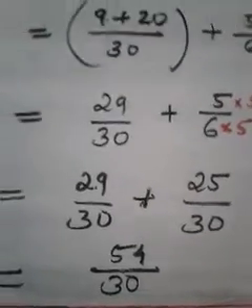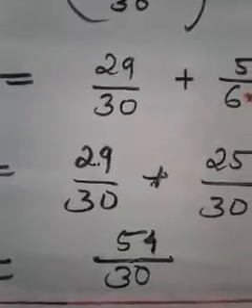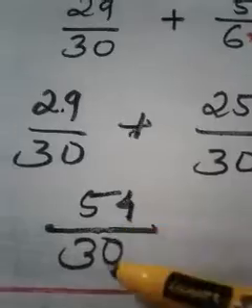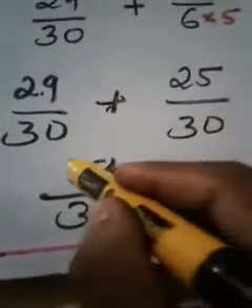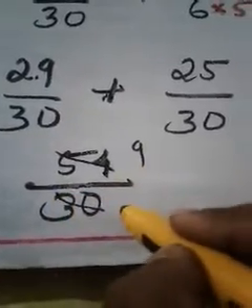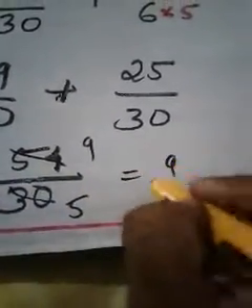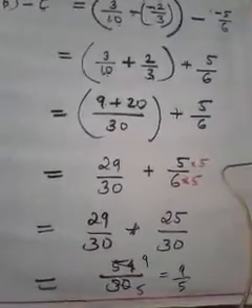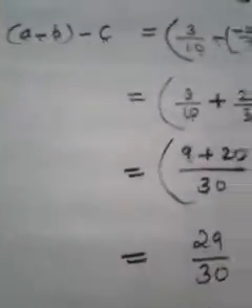Can you reduce 54 by 30? Yes, of course you can reduce 54 by 30. By 6 you can reduce. Why? Because in 54 and 30, 6 is common. In 54, how many 6 are there? 9. In 30, how many 6 are there? 5. So the answer is 9 by 5. So we got the answer as 9 by 5. So we already solved the first two parts. One more part is remaining.